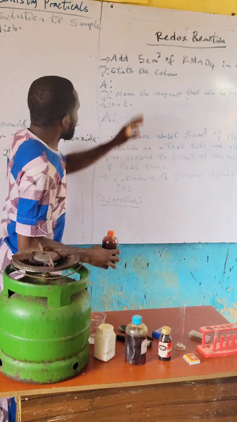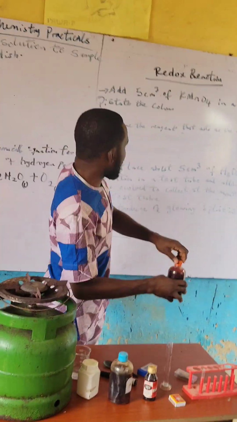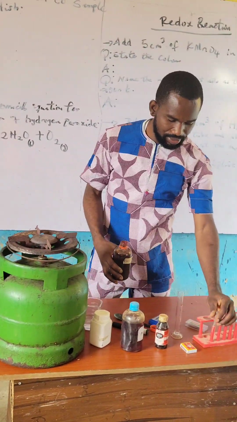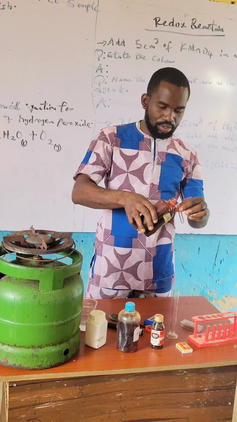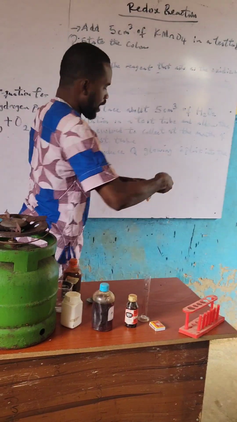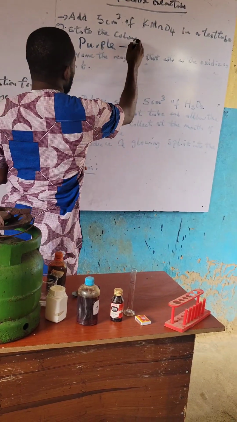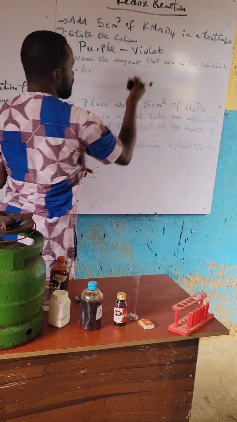So we have to add 5 cm³ of this in a test tube. So let's add it in this test tube. You know, the color is what? Purple, right? The color is purple violet.